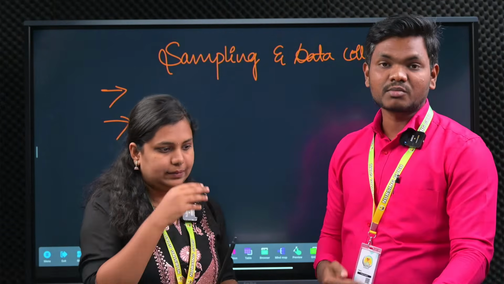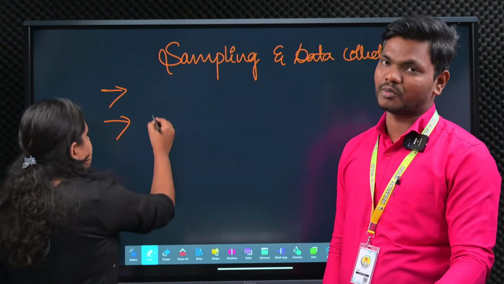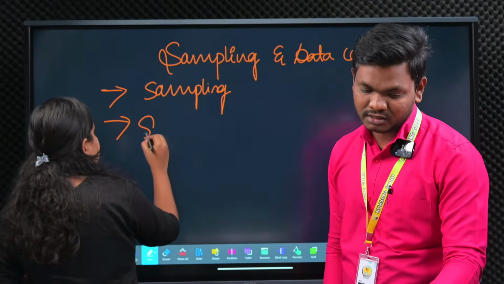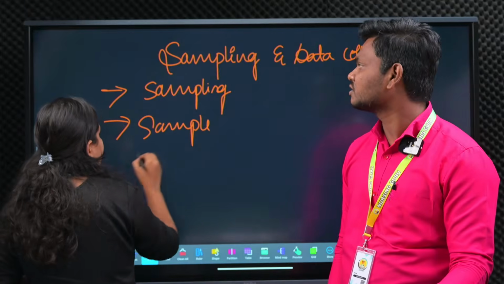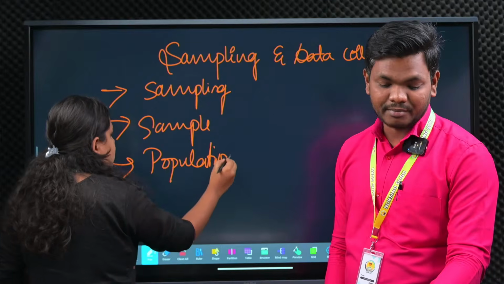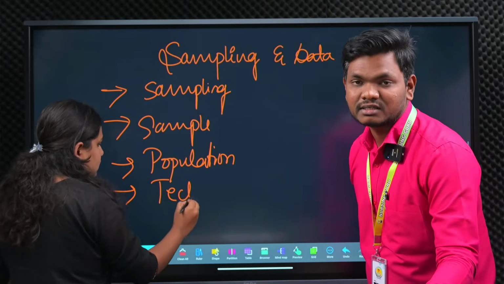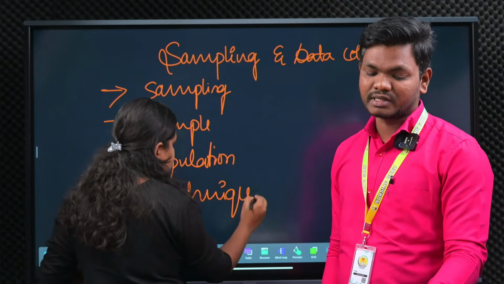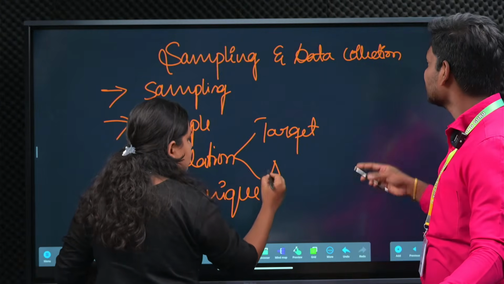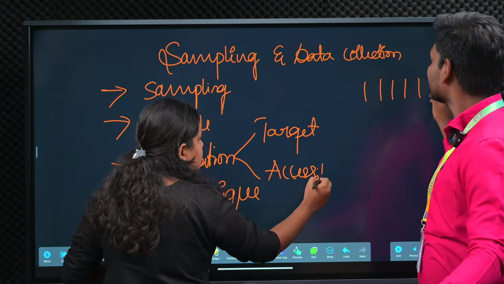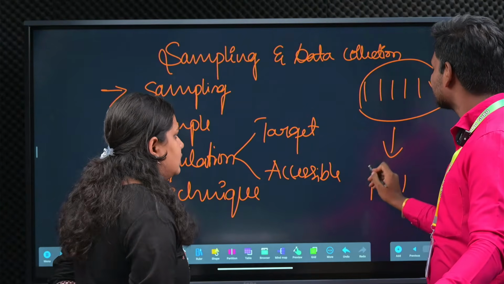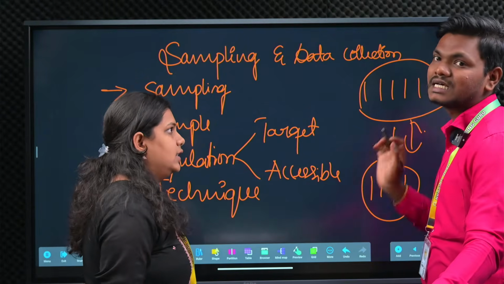A sample is a small group of units selected from the population to participate in the study. And what is a sampling technique? That is very, very important. Sampling techniques are the methods used to select the sample from the population. Like, many people are there, 1, 2, 3, 4, and from this population we select only a few. That selection process is known as sampling technique.